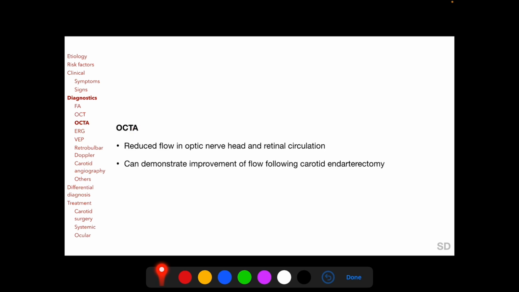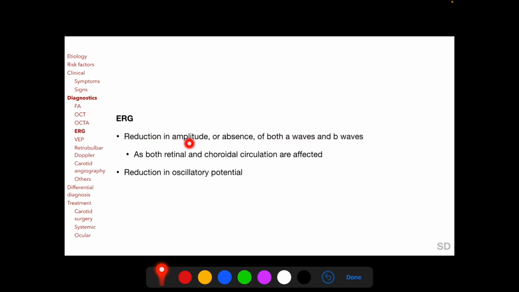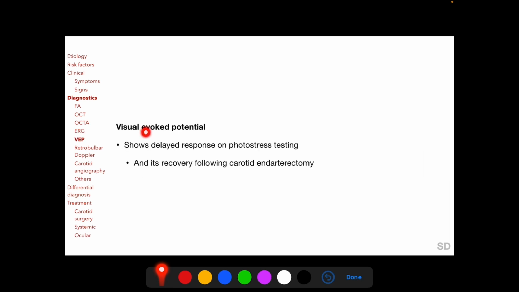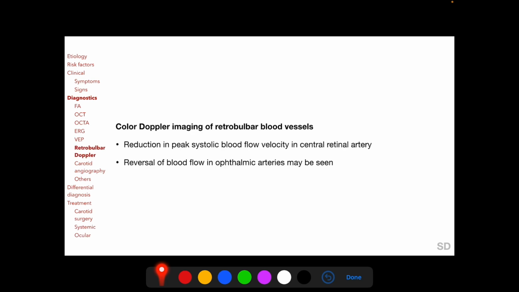On OCTA, eyes with OIS show reduced flow to the optic nerve and the retinal circulation, and ERG shows reduction in amplitude or absence of both the A waves and the B waves, as both the retinal and the choroidal circulations are affected in eyes with OIS. Reduction in oscillatory potential along the ascending limb of the B wave on ERG may also be found in eyes with OIS.